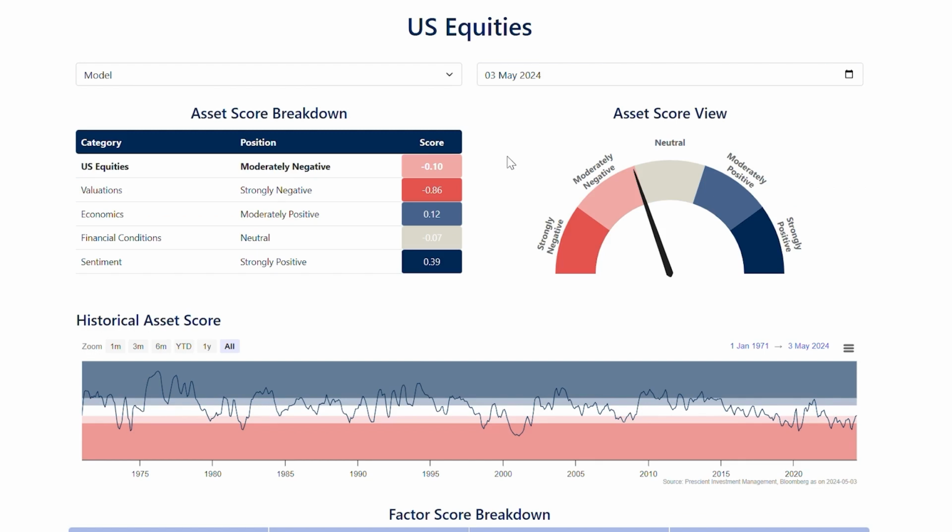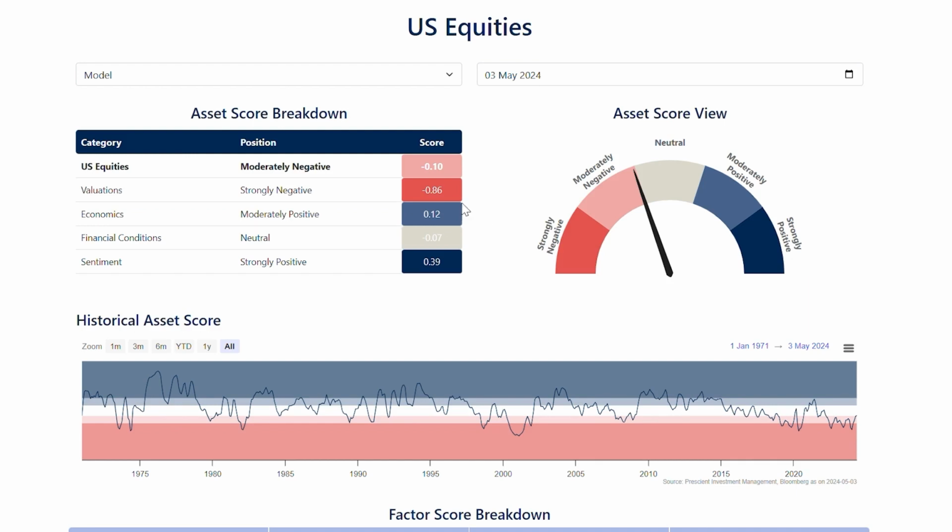And just as a reminder, we have 4 factors that we believe drive asset class returns. So that's valuations, economics, financial conditions, and sentiment. We can see valuations very strongly negative. Now, this is contradictory to what we've seen in SA. So US equities, we know, are very expensive. Economics, moderately positive. So this ties into the improving global growth outlook.